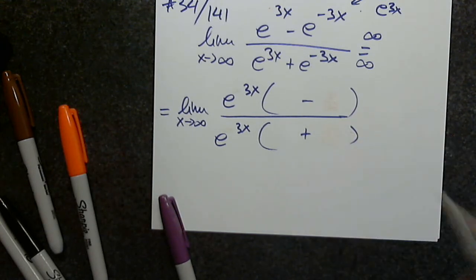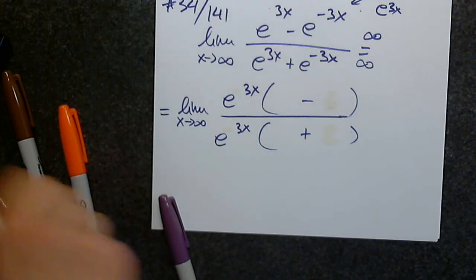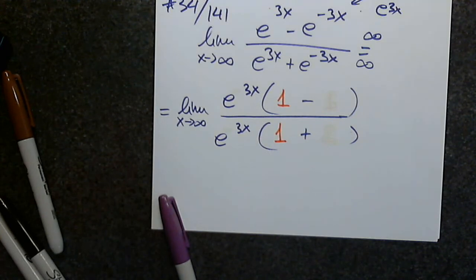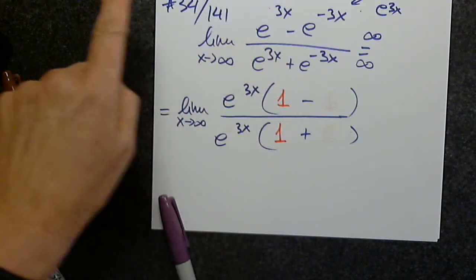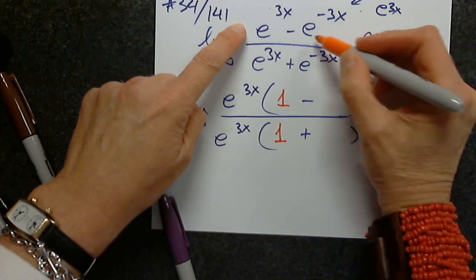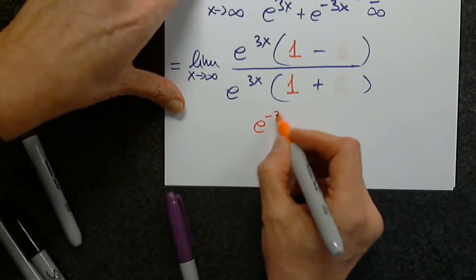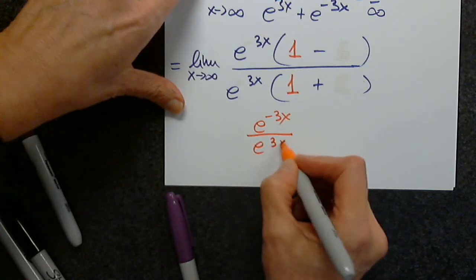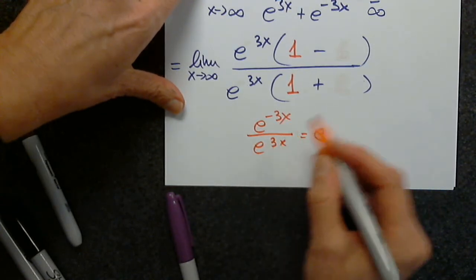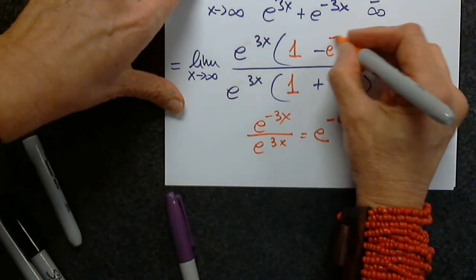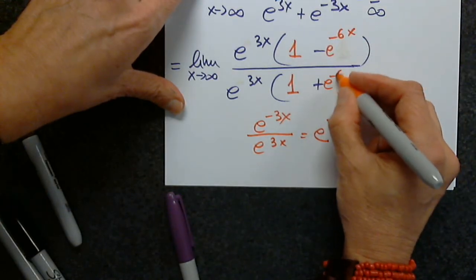And then, can anyone tell us what we have left? Of course, this is 1 and 1, no question about it, because we pulled out e to 3x. So when I factor out e to 3x, then I have e to negative 3x over e to 3x. Let me write this for you. E to negative 3x divided by e to 3x. I copy the base and subtract the exponents, and I get negative 6x. So that's why I get e to negative 6x and e to negative 6x.